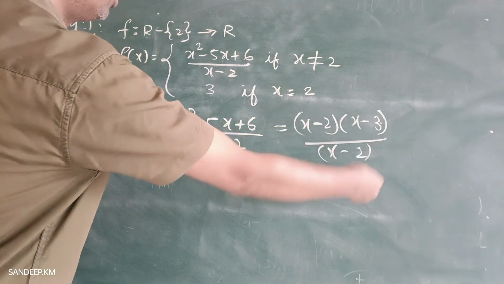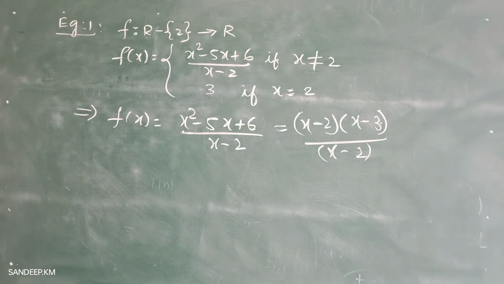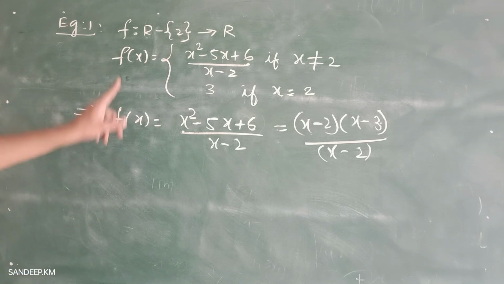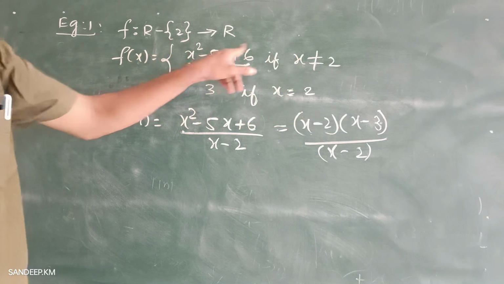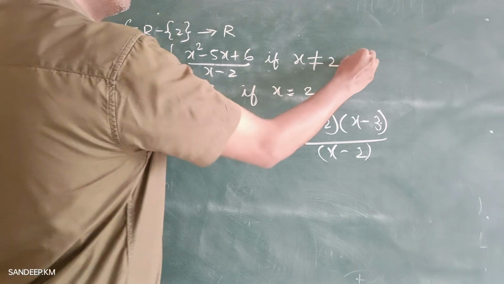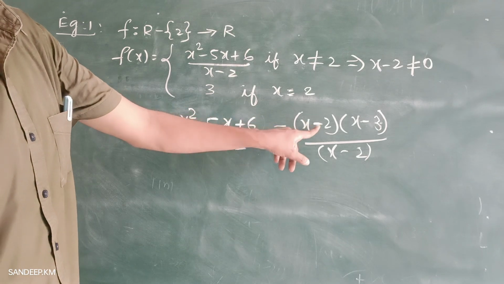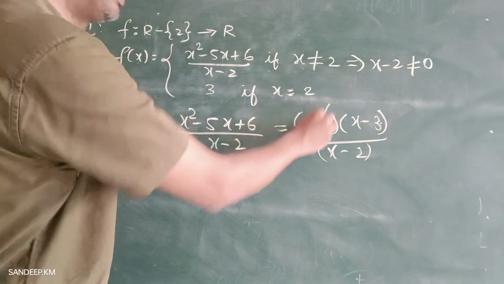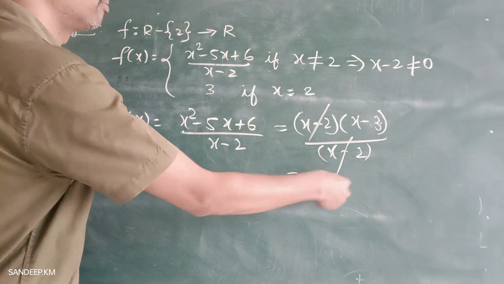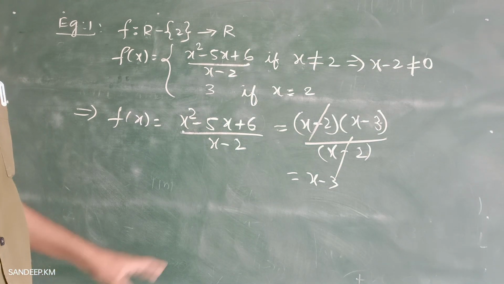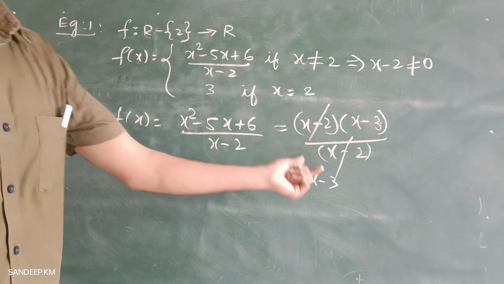Dear students, please observe one thing. The question is, can I cancel x minus 2 here and here? Obviously, f of x is equal to this function if x is not equal to 2. Correct or not? X is not equal to 2 means x minus 2 is not equal to 0. So I can cancel x minus 2 and x minus 2. I can simply write x minus 3. So therefore, dear students, this function is nothing but x minus 3.